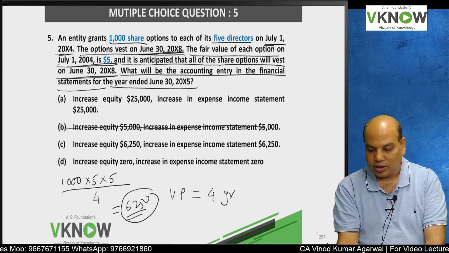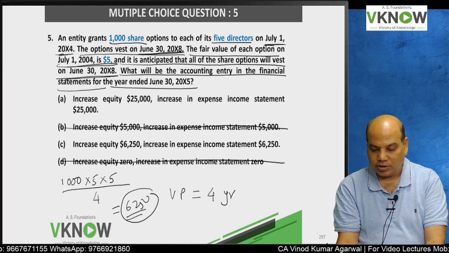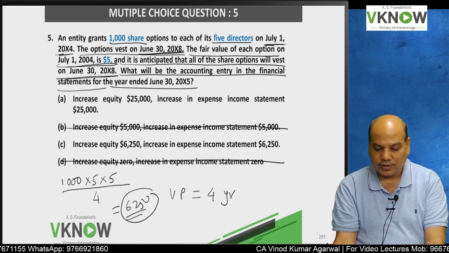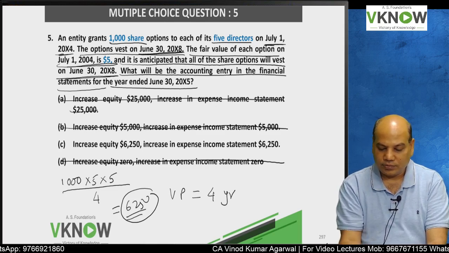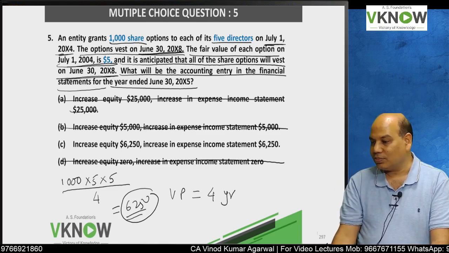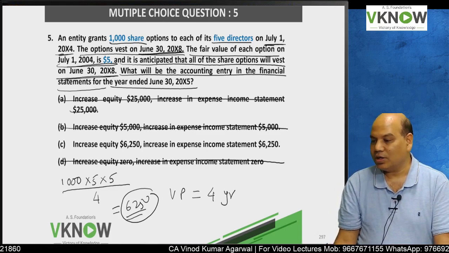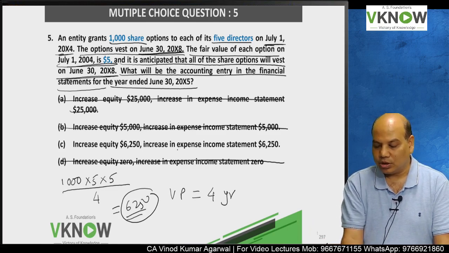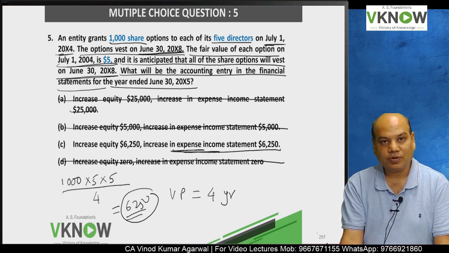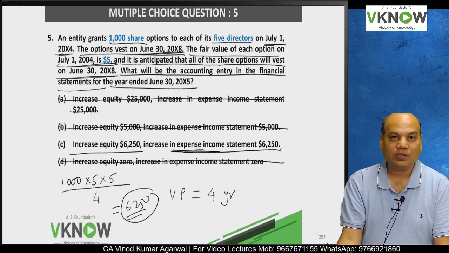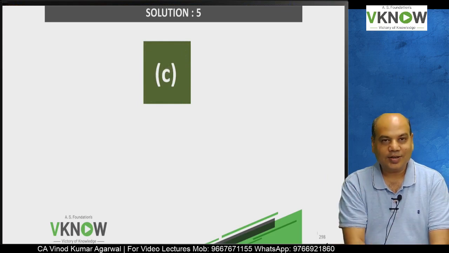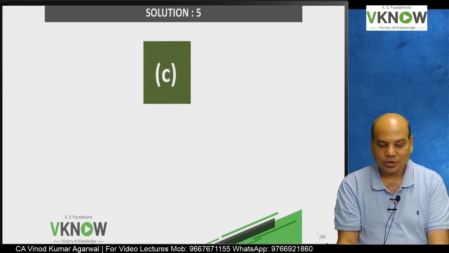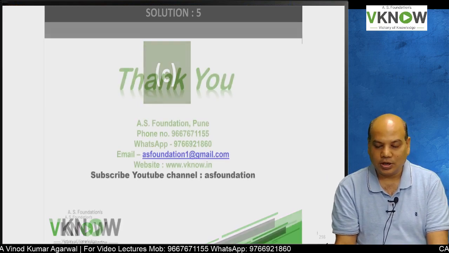So this will be eliminated, this will be eliminated. Now we have to make a choice between A and C. Even A will be eliminated. A talks about 25,000. So if I use the elimination process, only option C will remain. Entry will be employee compensation expense account debit 6250 to SBP reserve account 6250. So the only possible answer is option C. Tick mark option C. So these were a few important questions on Ind AS 102.